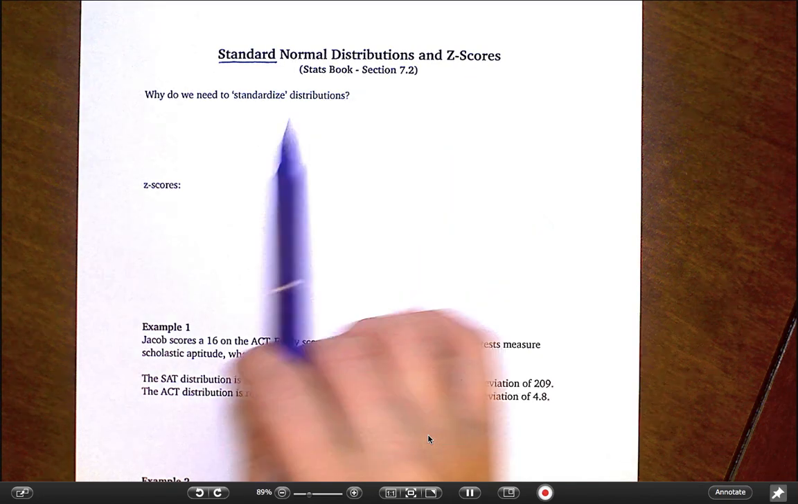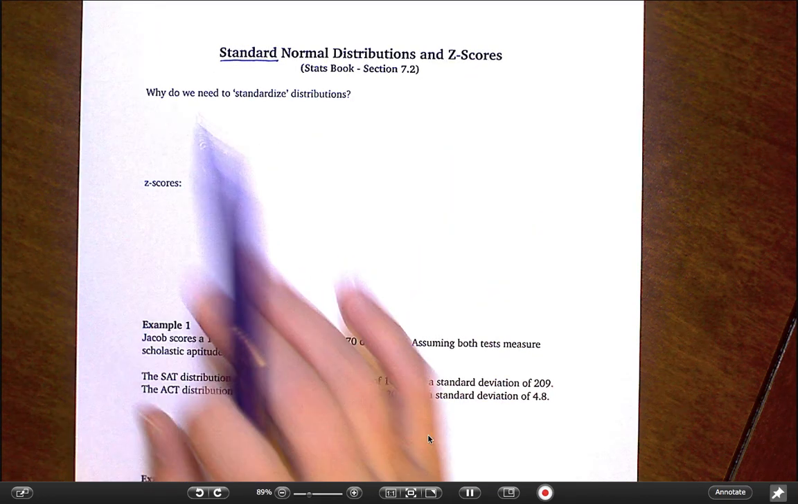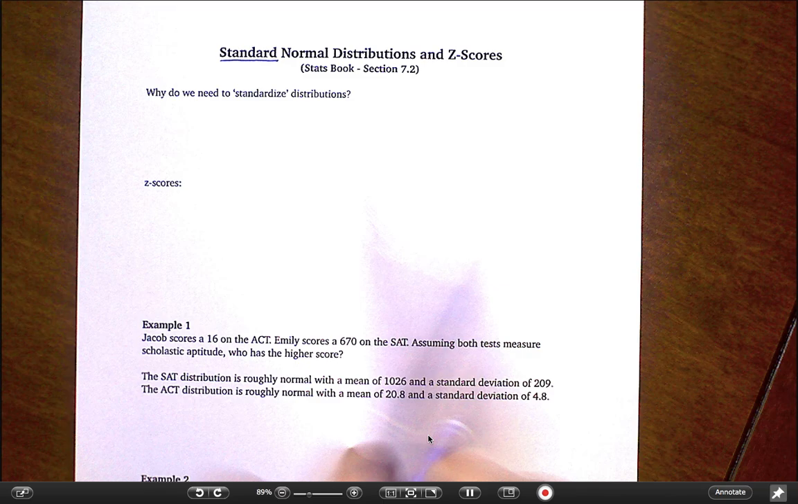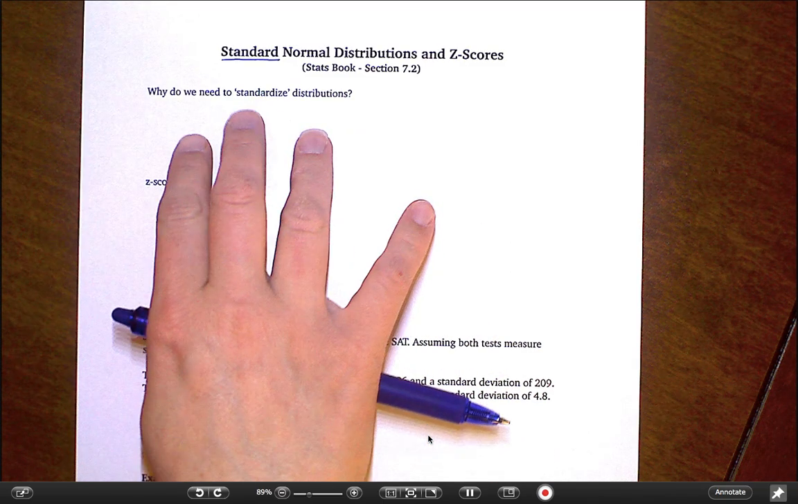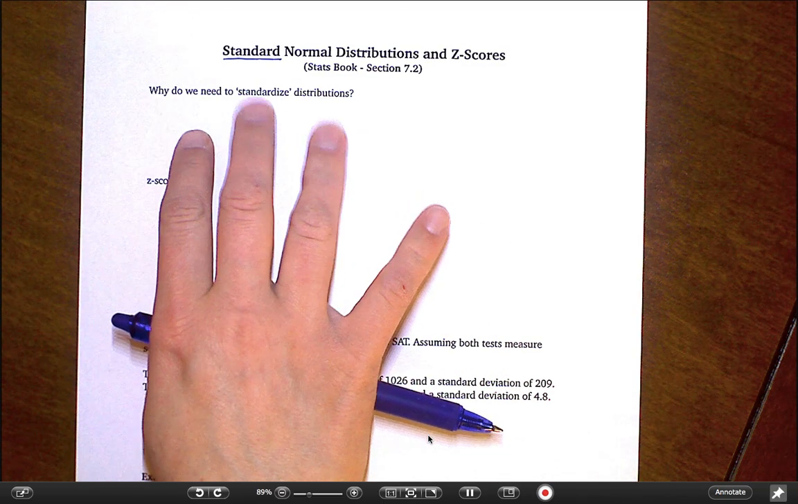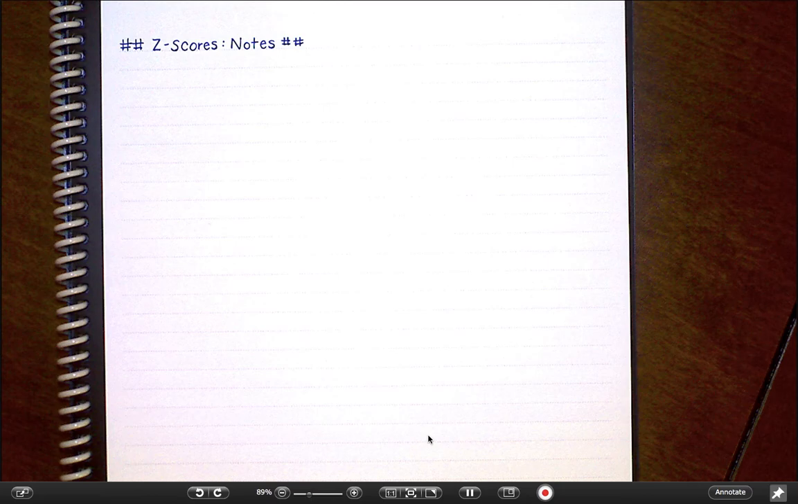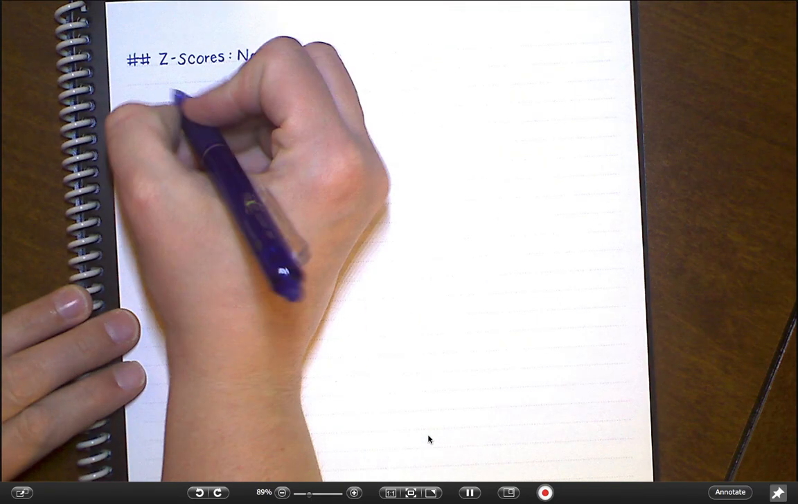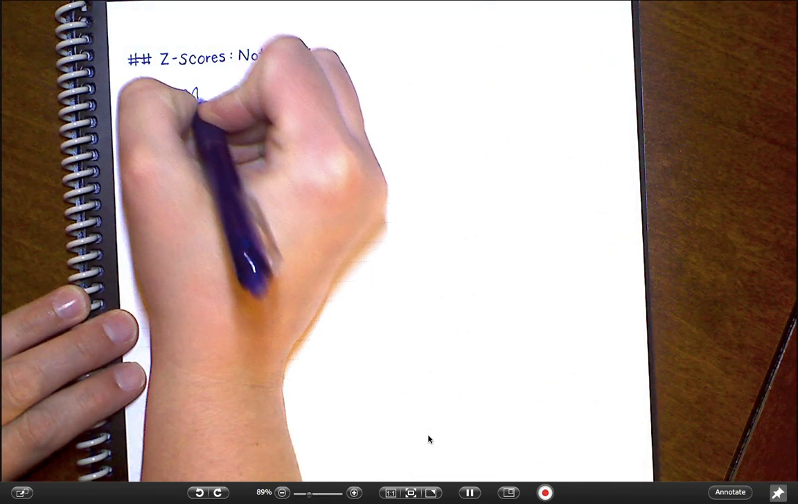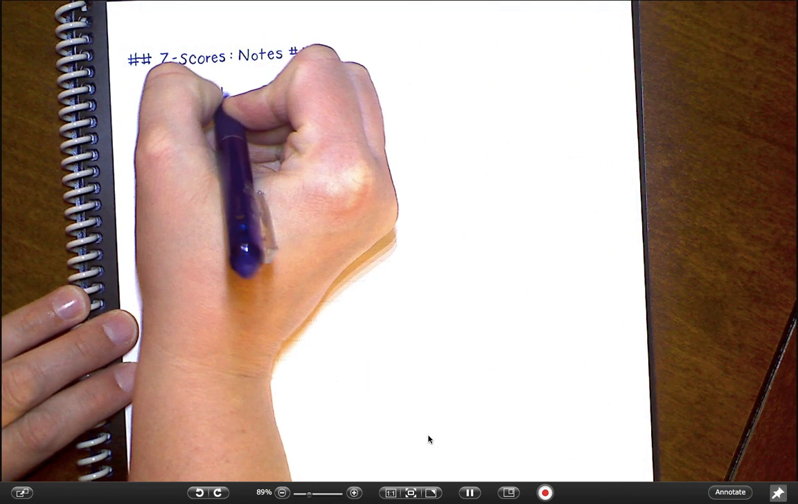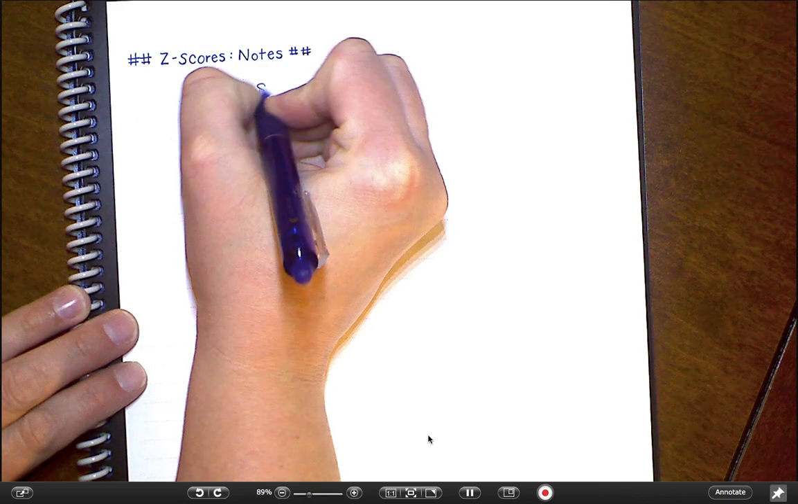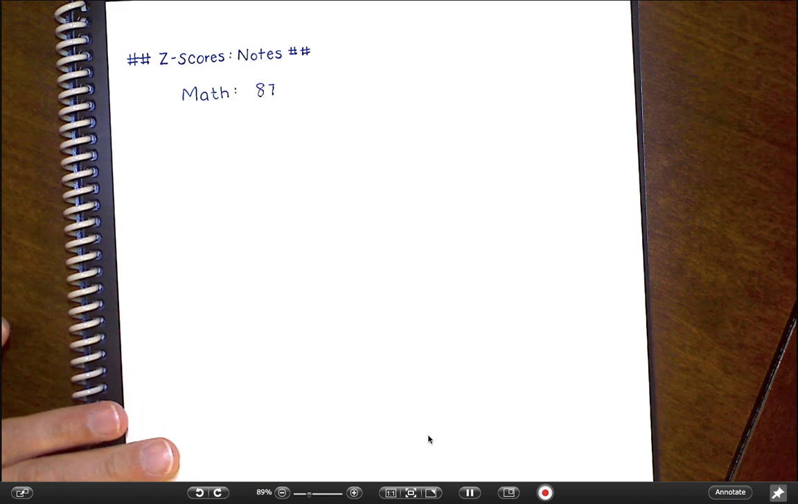But before we get into talking about how to calculate a z-score, I want to do a quick example to convince you of this. Why do we need to standardize distributions? So let's suppose that you are in a math class, okay? And in your math class, you score an 87 on the chapter test. Okay, that's your score. You got an 87.